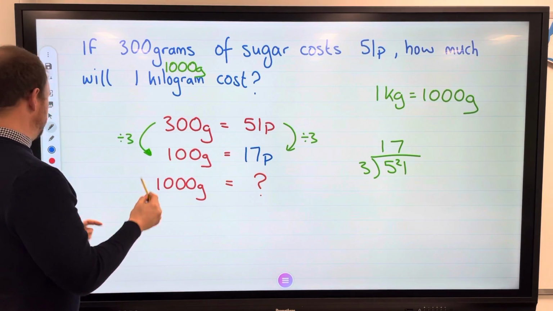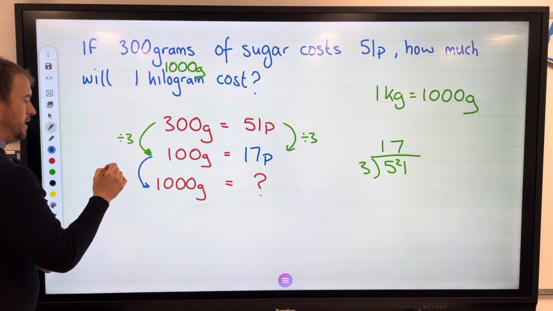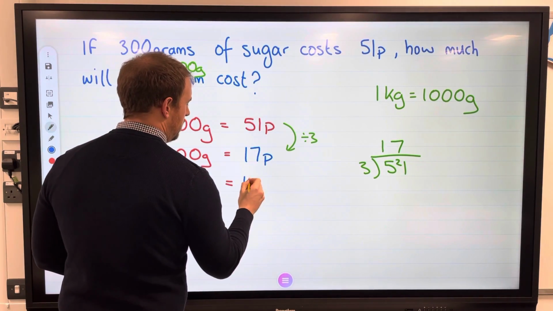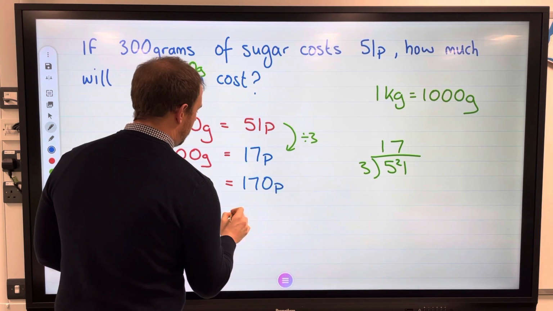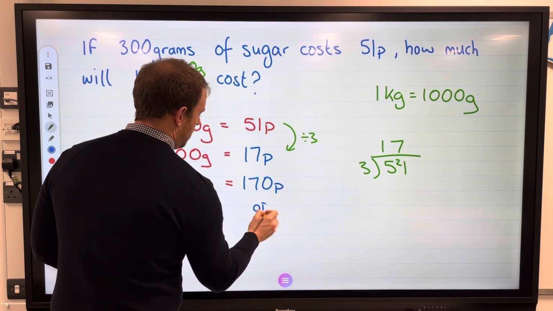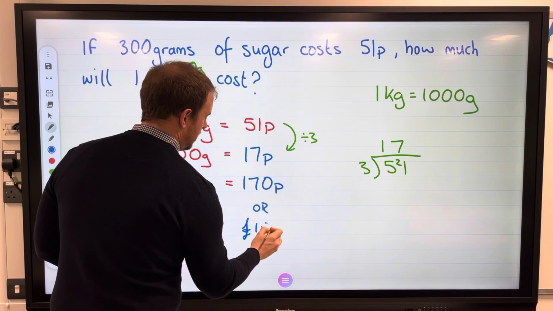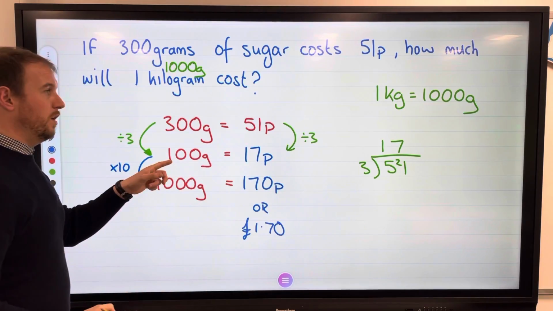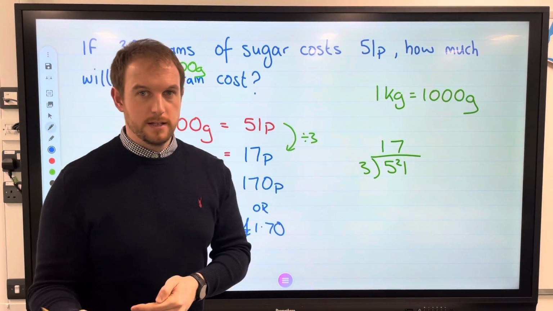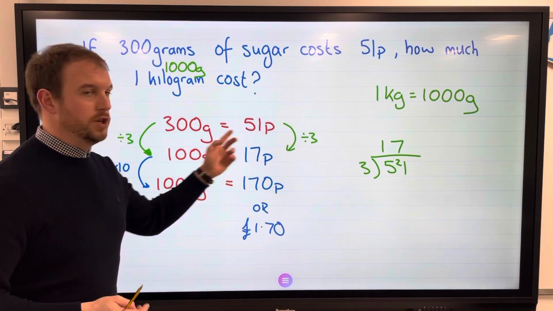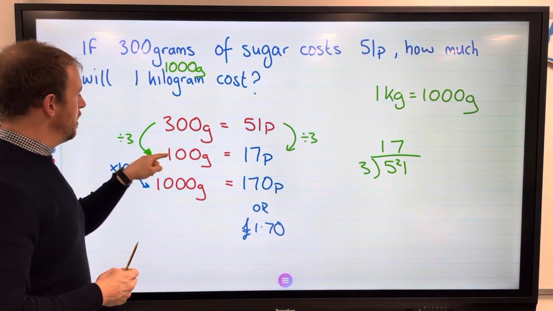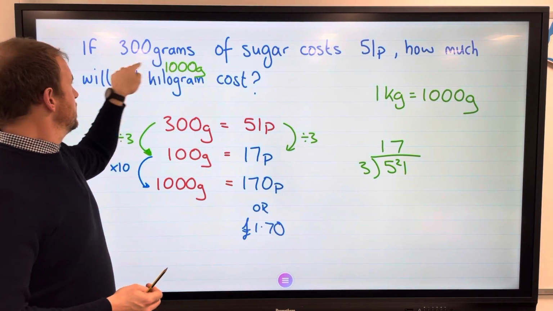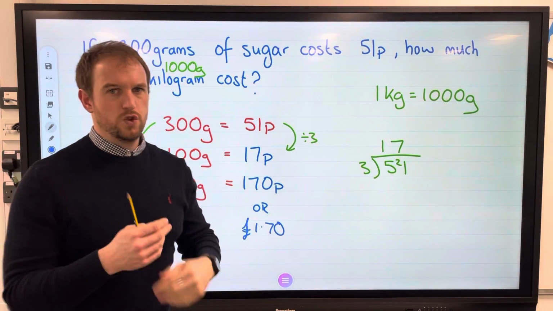Now to get from 100 to 1,000, we times by 10. So let's times this by 10 for 170p. Obviously, we could write that as £1.70. So for this one, we haven't found the value of 1, we found the value of a highest common factor, which is 100. You could have used 50. I've picked 100 there because normally when it comes to weight like this, 100 grams is normally what is best.